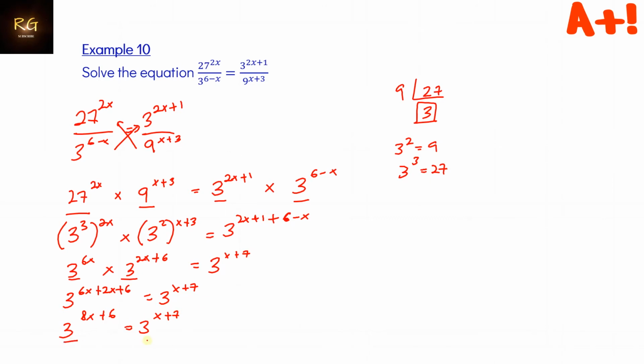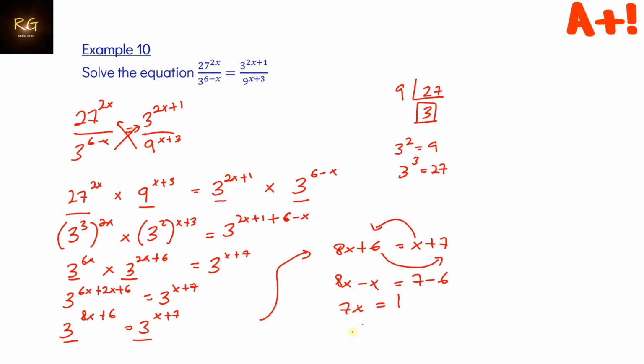So now since the base is already the same, we can take the power, I'll write it here, and equate it together. So 8x plus 6, and then equals to x plus 7. Again, x we need to move it to left hand side, and digit 6 we need to move it to right hand side. So 8x minus x, as we are moving x to the left, it is going to be negative, equals to 7 minus 6. So it's going to be 7x equals to 1. So x is equal to 1 over 7.